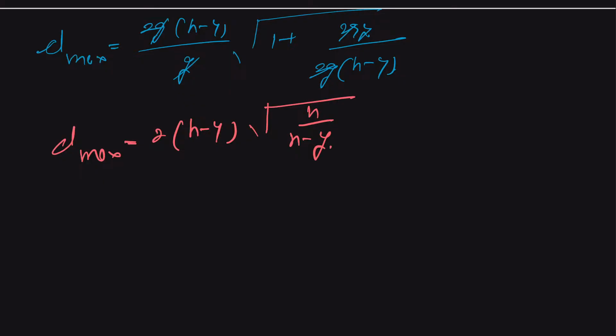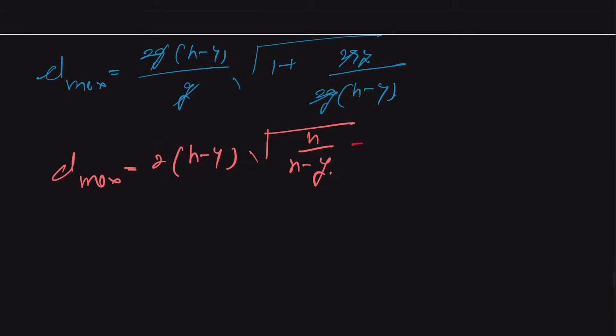And further we can just rewrite it as we multiply inside h minus y, so we get this as 2 square root of h multiplied by h minus y. So this is our maximum distance. Okay, but this is only dependent upon y.